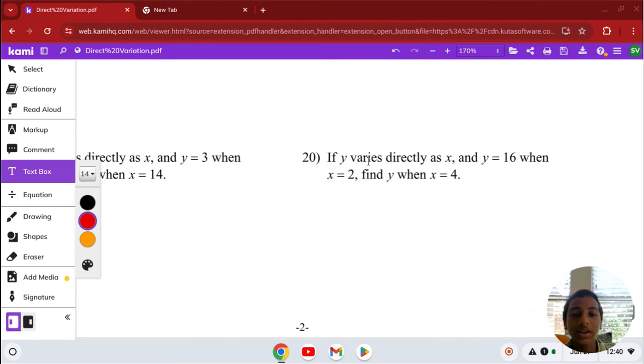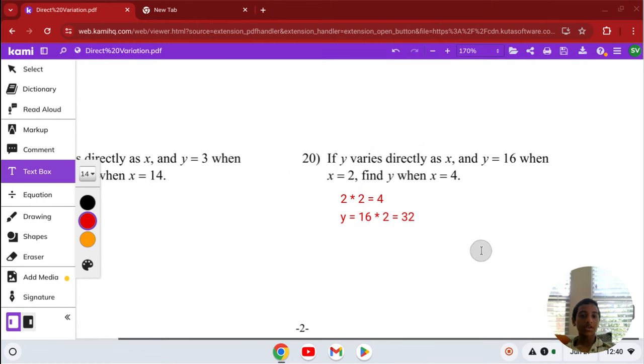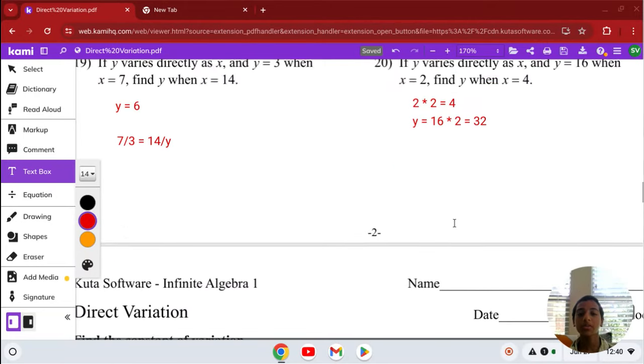Alright, so number 20, y equals 16 when x equals 2. We have to find y when x equals 4. So 2 times 2 equals 4. So y equals 16 times 2, which equals 32. 32 is our solution in number 20, which is the last problem in this worksheet.